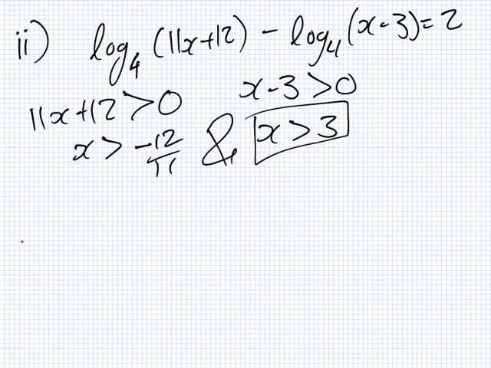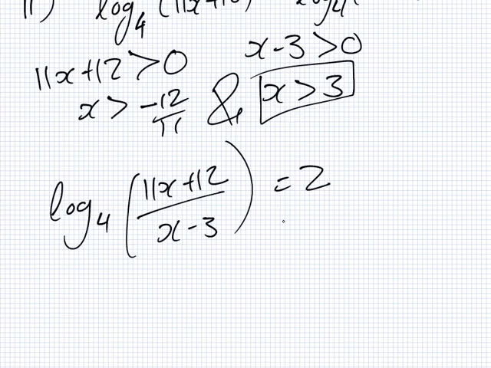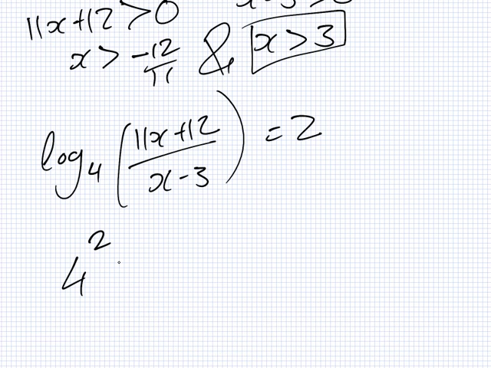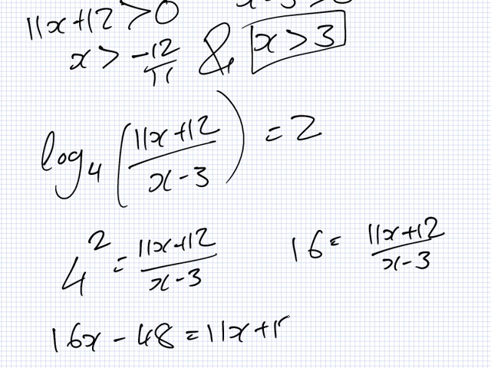Right, now let's solve it. So we can put these together as a minus, we divide, and that equals 2. So 4 to the power of 2 equals 11x plus 12 over x minus 3. So 16 equals 11x plus 12 over x minus 3. So 16x minus 48 equals 11x plus 12. So that means 5x equals 60. X equals 12, which is bigger than 3. That's alright. I can live with that.